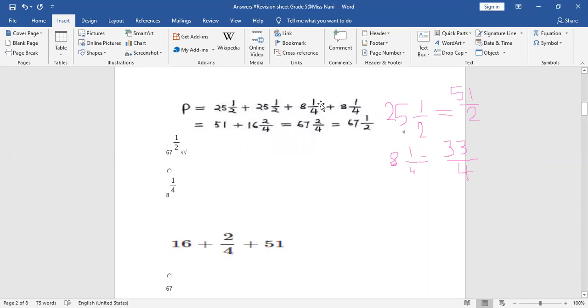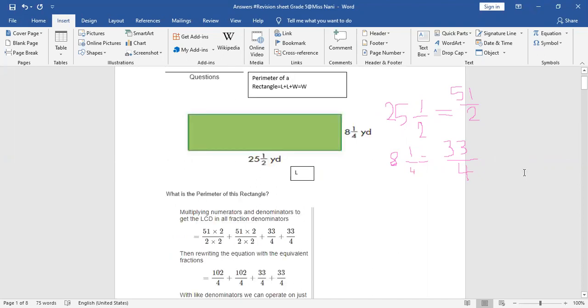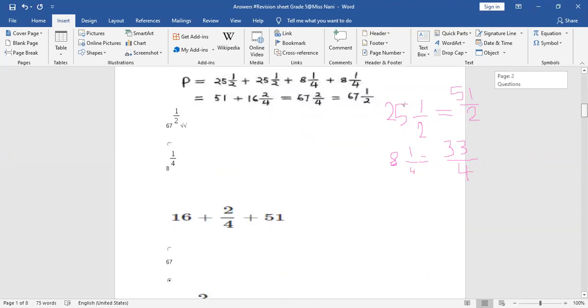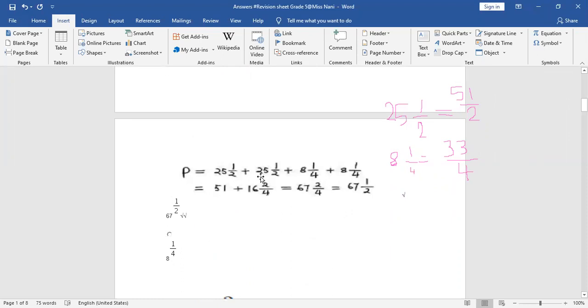There is another way, which is a simple way. We can use it, and also this is for explanation. You have to know every step, or you can use this one. 25.5 plus 25.5 plus 8.25 plus 8.25. 25 plus 25 is 50. Half plus half is 1.